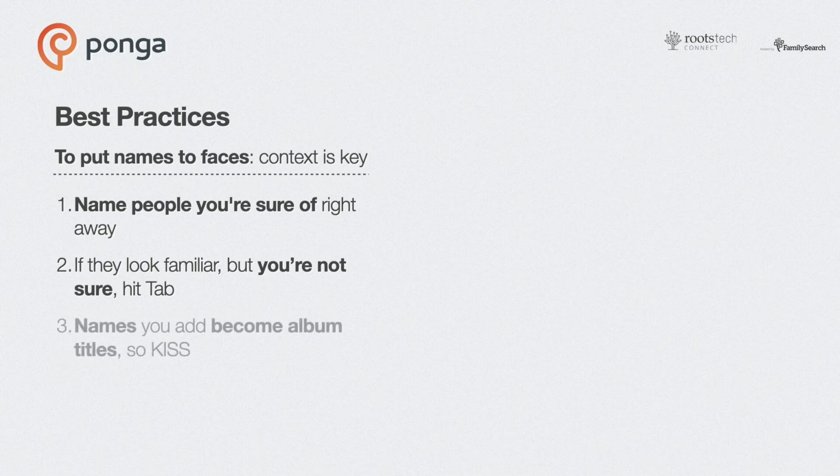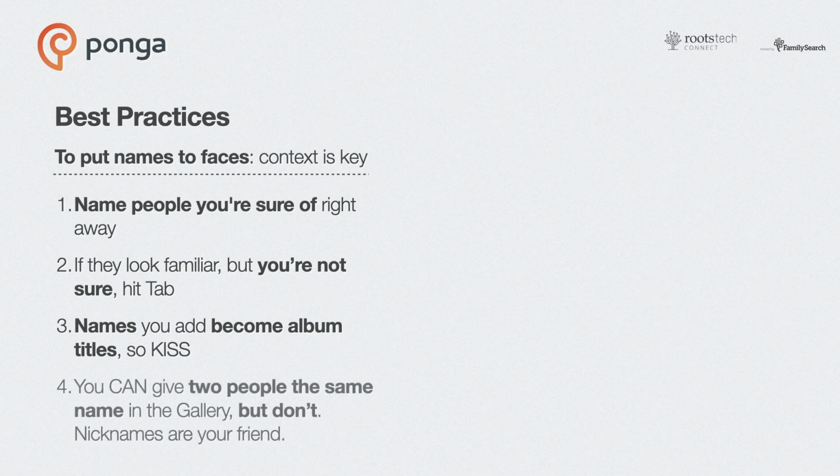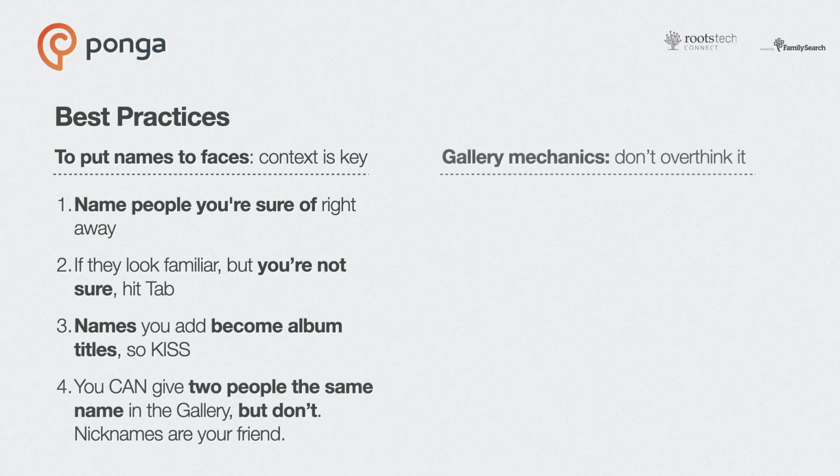Three, the name you use becomes an album title, so keep it simple. Starting with honorifics like Mr., Ms., Lord, Lady can get complicated. You can add that later, or you can just include it as a comment. Four, you can give two or more people exactly the same name in the gallery, but don't. It's as confusing as the old Bob Newhart character Daryl and my other brother Daryl. Don't confuse yourself. Nicknames are your friend.